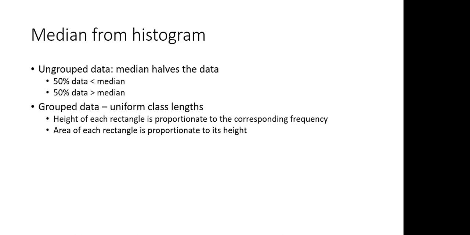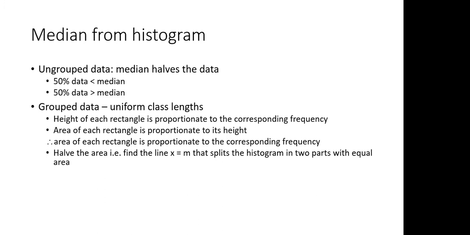And again, because of the uniformity, the area is proportionate to its height. And therefore, the area is proportionate to the corresponding frequency. So now what we do is, we cannot count because we don't know where each data point is, right? So we go from count to measure. And in this case, that measure would be area, because that is what is proportionate to the frequency. The frequency is there, but we cannot utilize it in terms of count anymore. So we convert the frequency into area. So this is the key thing.